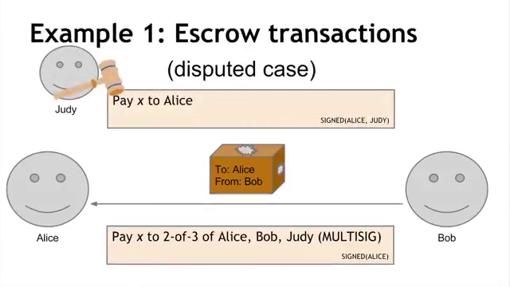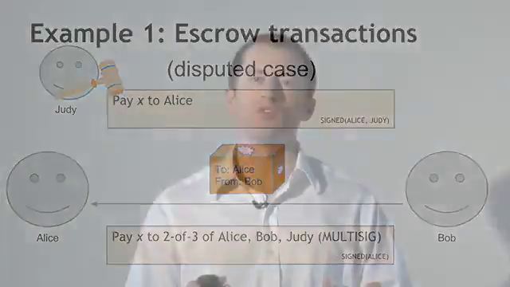Judy's going to have to decide which of these 2 people was honest, which one doesn't deserve the money. And if Judy decides that Bob cheated, Judy will be willing to sign a transaction along with Alice, sending the money from escrow back to Alice. So Alice and Judy can get together. That's 2 of the 3 required signatures, and Alice can get her money back. And of course, Judy would have the opportunity to rule in the other direction. If Judy thinks that Alice is at fault here and Alice is simply refusing to pay when she should, Judy can sign a transaction with Bob, sending the money to Bob.